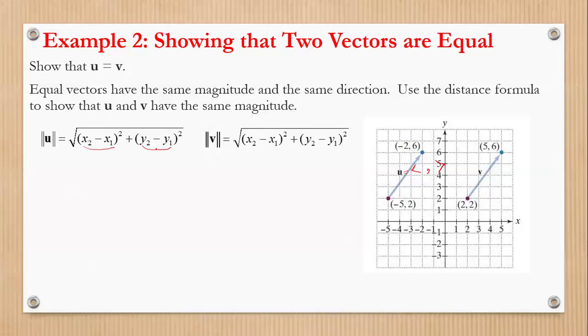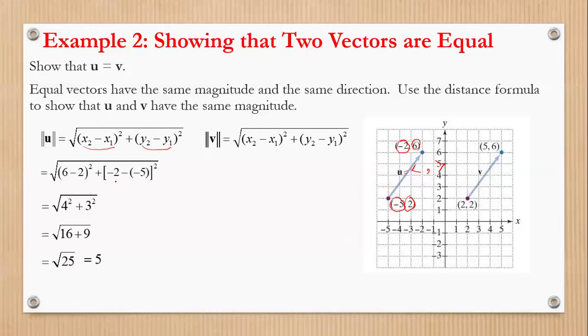So in vector u, we need to subtract the y values, starting from the terminal. So we say 6 minus 2 squared, and subtract the x values, -2 minus -5 squared. We know negative times a negative is positive, and -2 plus 5 is 3. So 3 squared plus 4 squared, which is 25. And the length of the vector, or the magnitude of vector u, is 5.